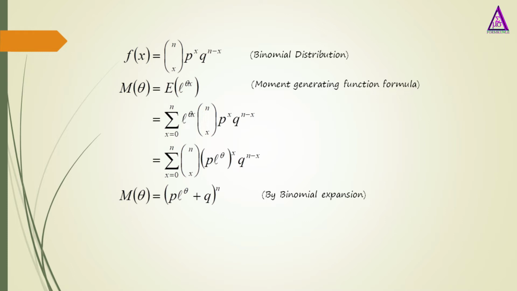Our moment generating function formula is M(theta) equals the expected value of e raised to power theta x. The third equation gives us the summation as x ranges from 0 to n of e^(theta x) times the PMF of the binomial. In this bracket, we can see p e^theta raised to power x, because p and e^(theta x) in equation 3 have x in common. That's the reason why we have this.